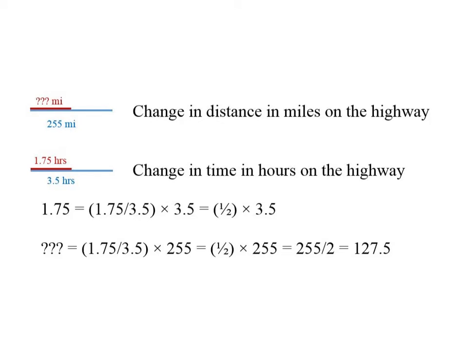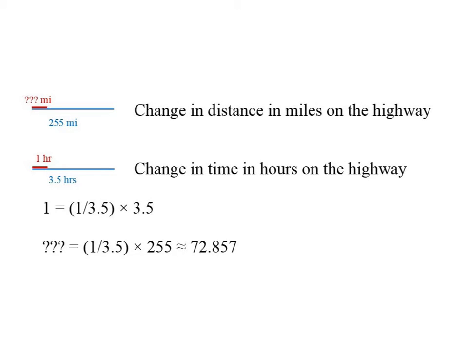This means that if Sarah drove at this constant speed for 1.75 hours, because 1.75 is 1.75 over 3.5 times as much as 3.5, or 1/2 of 3.5, then Sarah would travel that same fractional amount, that is 1/2, of the 255 miles. So, in 1.75 hours, Sarah traveled 1/2 of 255, or 127.5 miles.